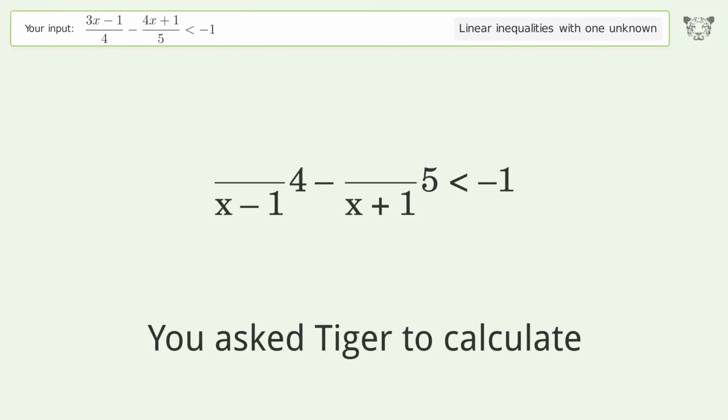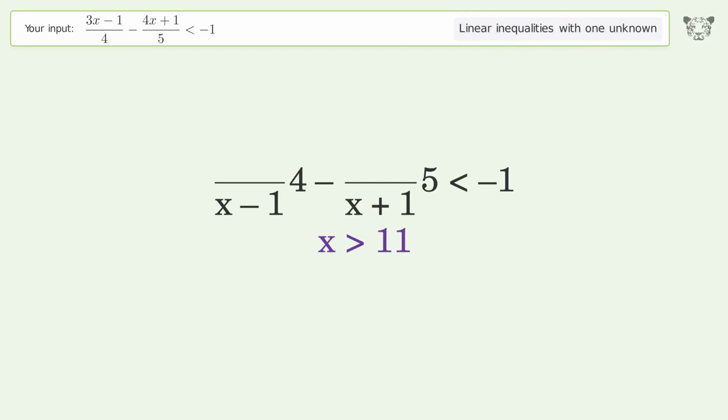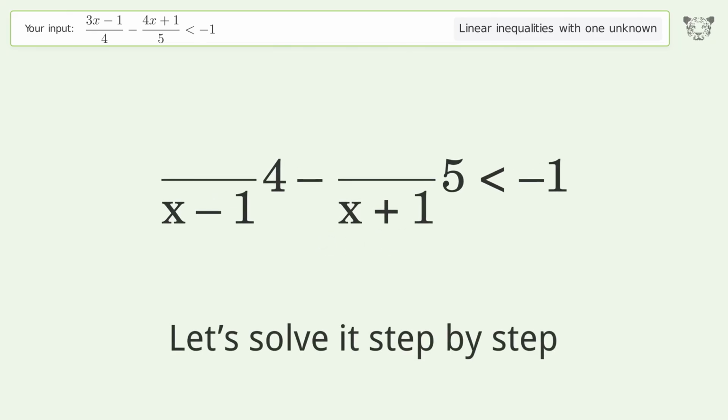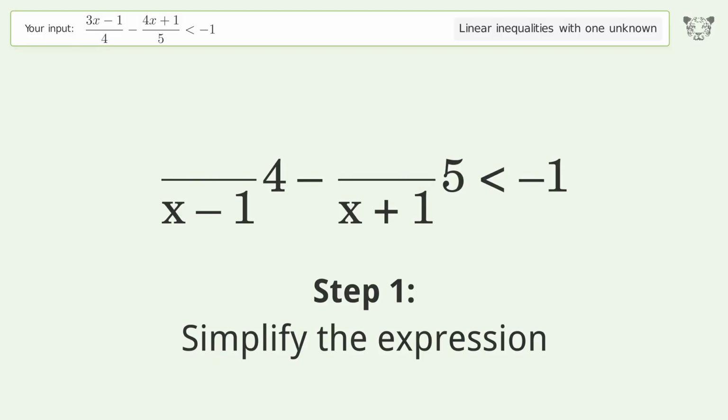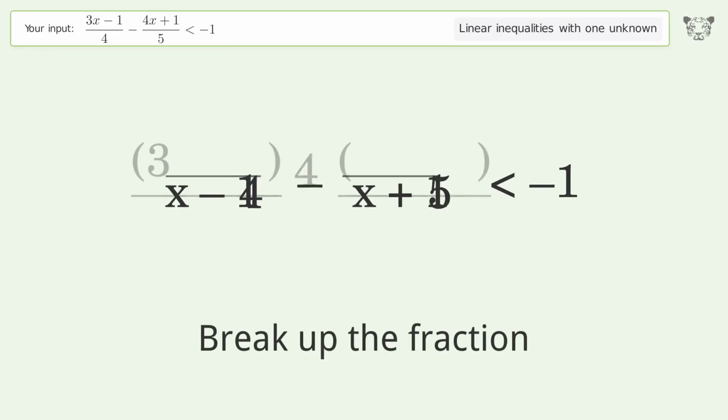You ask Tiger to calculate. This deals with linear inequalities with one unknown. The final result is x greater than 11. Let's solve it step by step. Simplify the expression. Break up the fraction.